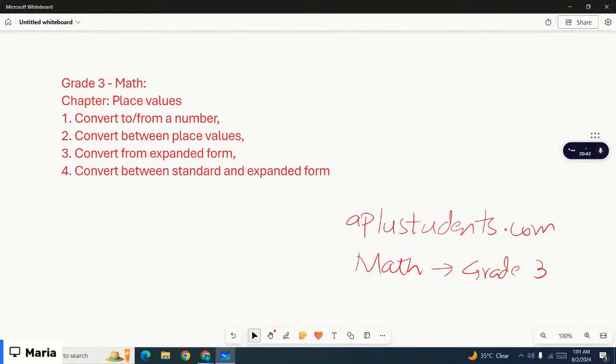The lessons we're going to cover today are convert to and from a number, convert between place values, convert from expanded form, and convert between standard and expanded form. So please make sure before the next session you have your notebook and pencil so that you can note down the important examples and definitions as well.